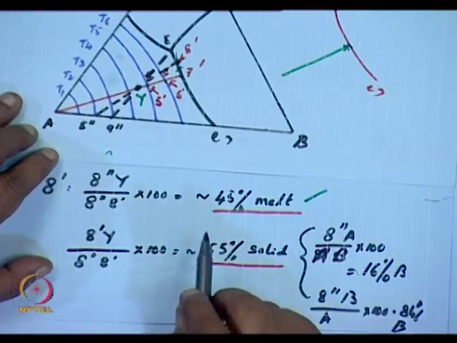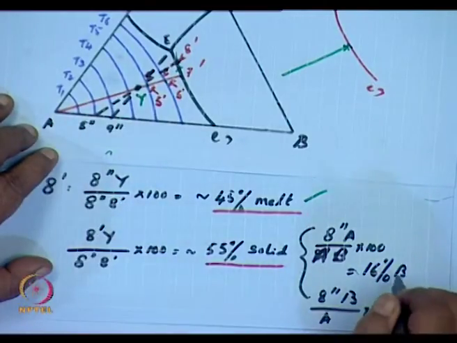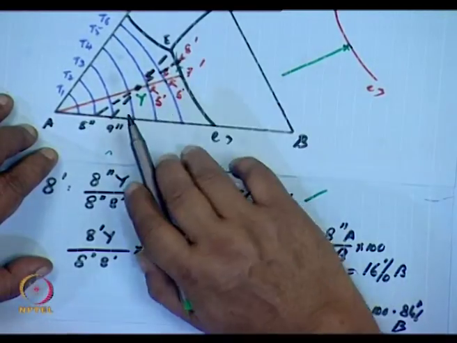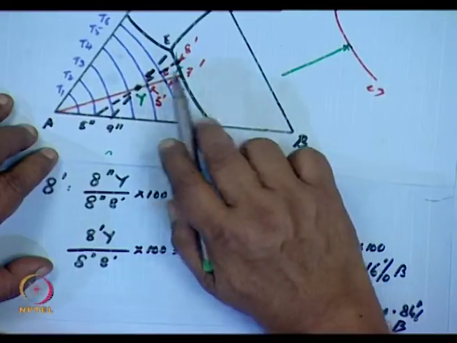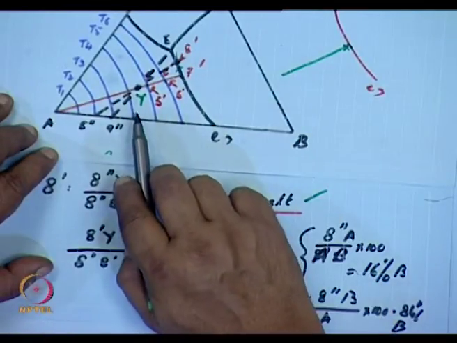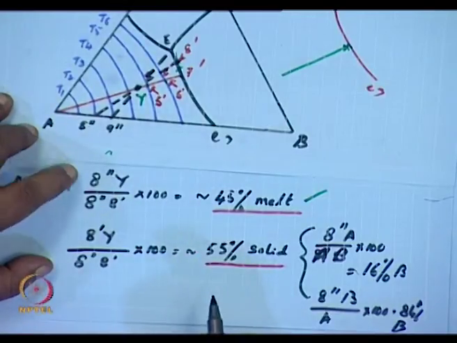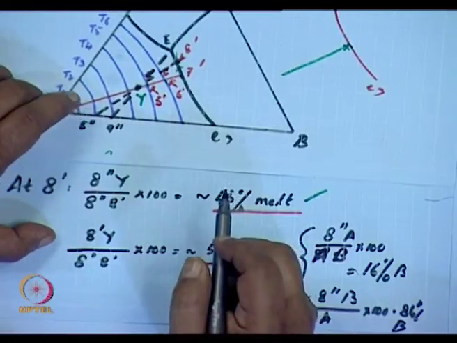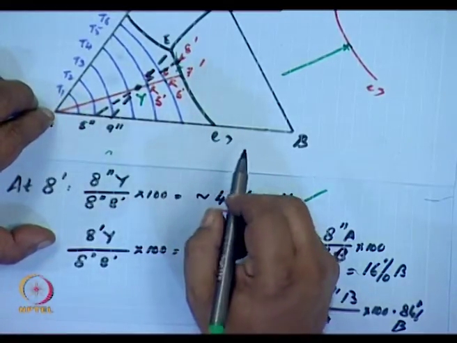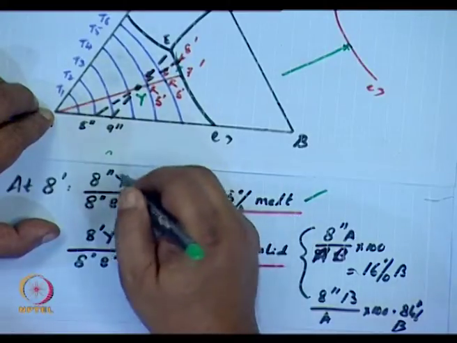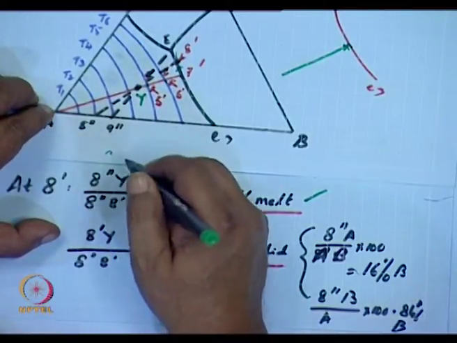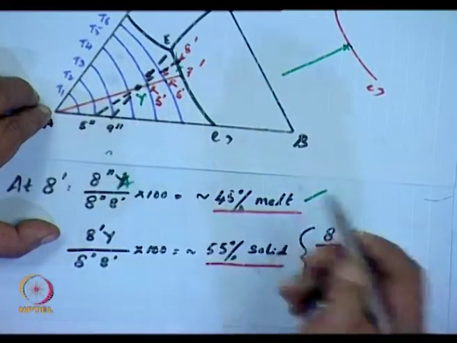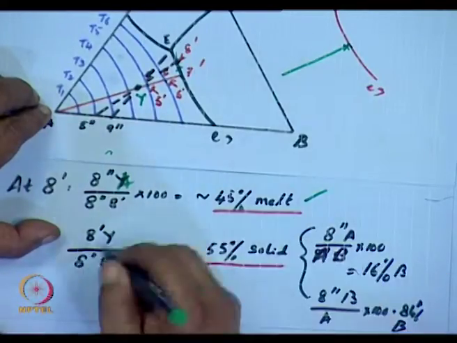What I have done over here is to determine the relative amounts of A and B which are separating out at this point A dash, which is on the eutectic joint E3E, which separates the phase field A and B. I have now got to use a different set, over here I will use this particular axis. It's the wrong thing I had done.